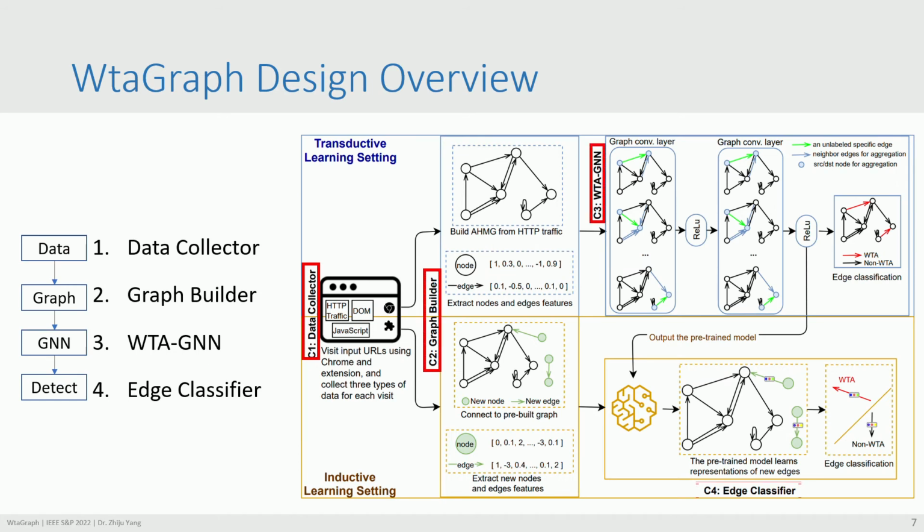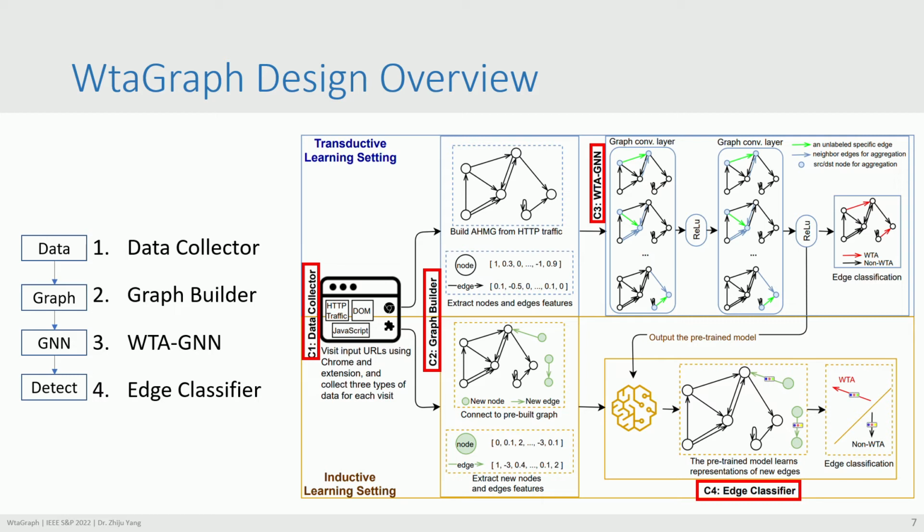With that, we implemented WtaGraph. Over here, we have 4 components. First, we have a data collector. Basically, it's a browser extension. We use that to collect HTTP traffic and other data. And then the second component, we have the graph builder, where we can build the graph from the collected data. Meanwhile, we can also extract the features, like the character embedding, statistics of the URL, and the DOM, and so on and so forth.